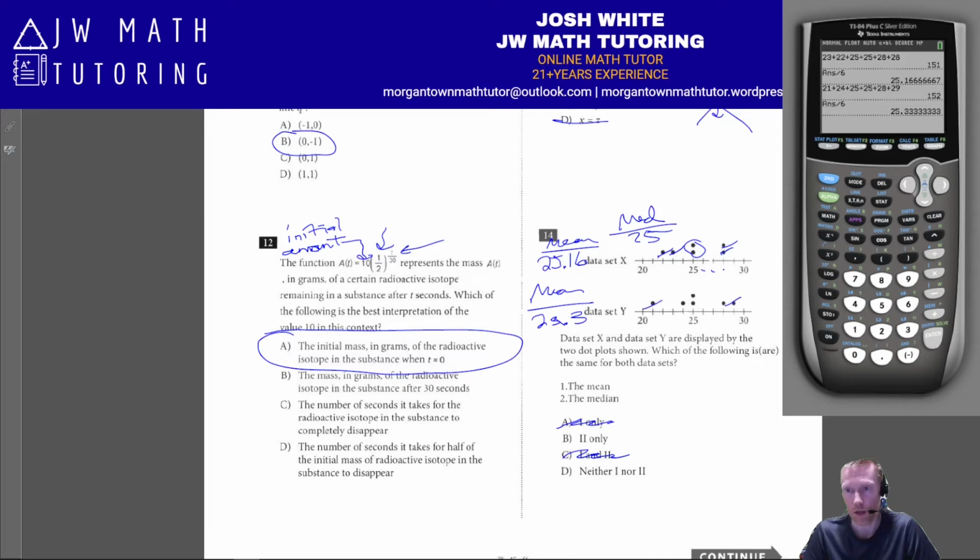Cross out 1 on one end, 1 on the other end, keep going. You're left with these two. Average of 25 and 25 is still 25, so therefore the median for y is 25. So what is the same? Well, the median. So the correct answer is just going to be letter B.